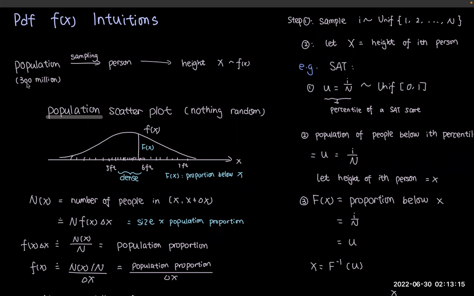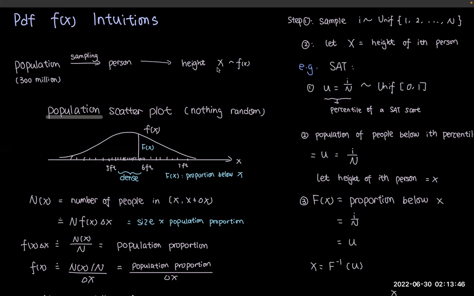Suppose we have a population of 300 million. We use this number just to be concrete. This is the number of people in the US, but essentially we let this be a big N, the total number of people. Then this big N is approximately or almost infinity. So that's how we think about it. It's an extremely large population. We randomly sample a person and we get the height of this person, and we let X be the height of the random person.